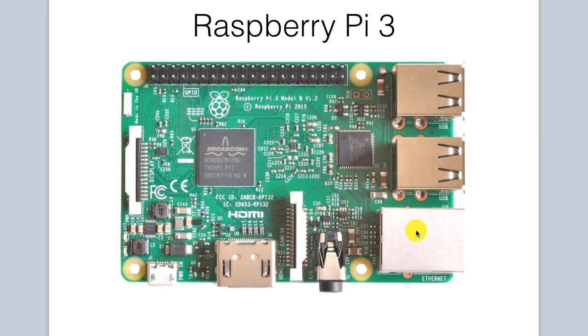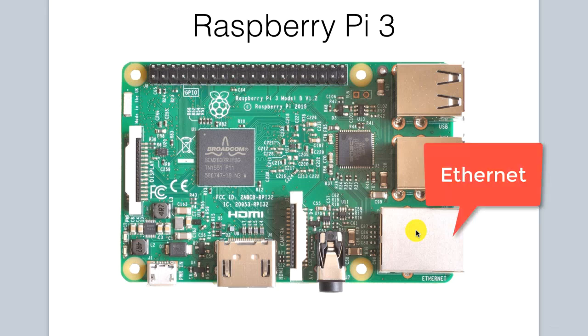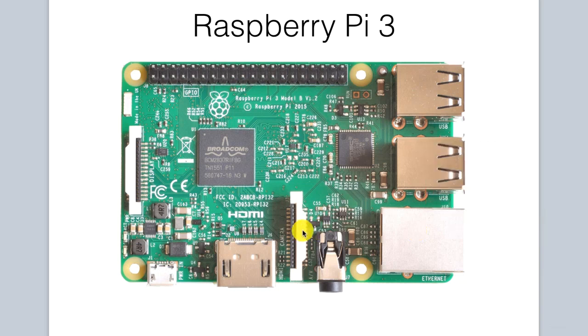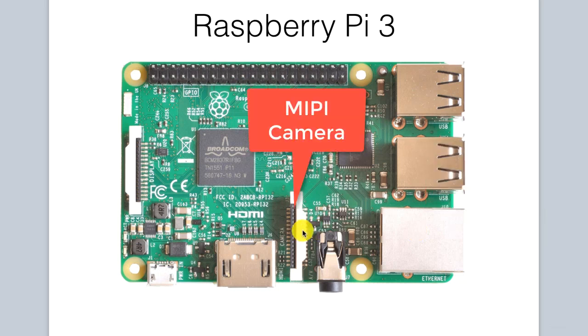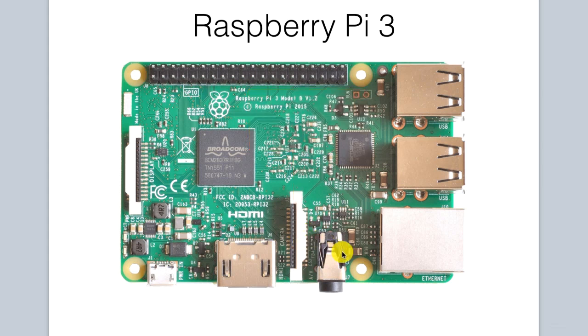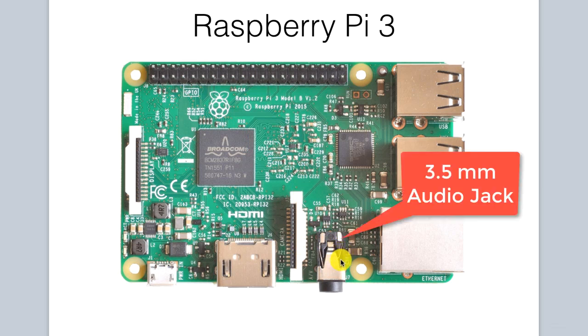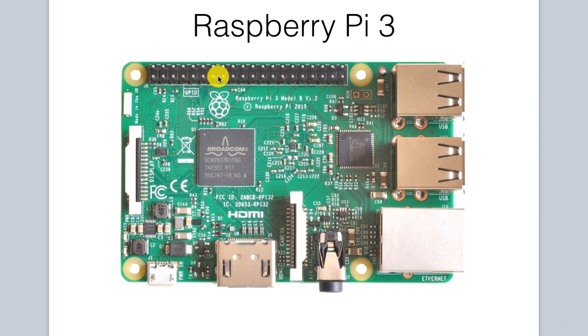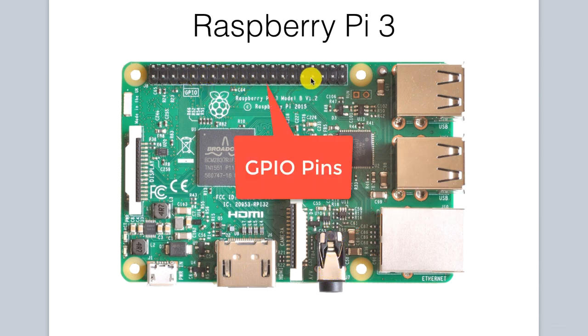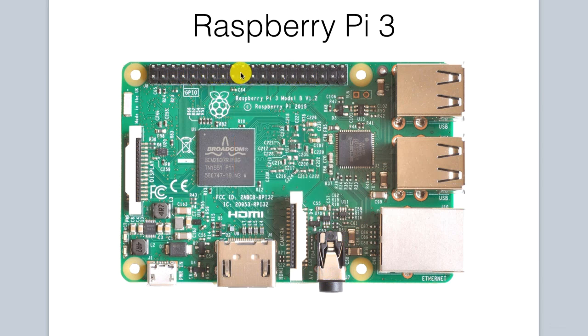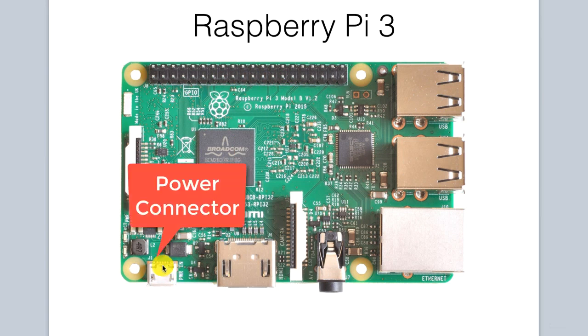It also has an Ethernet port to allow connections to traditional RJ45 network cables for wired connectivity. There is a 15-pin MIPI camera interface connector that can be used with a Raspberry Pi camera. There's also an analog audio port that works with a 3.5mm jack. And it has 40 GPIO pins, or general purpose input-output pins, that can be used to interface with your electronic components and sensors. A power connector is also present, as it requires 5 volts to operate.